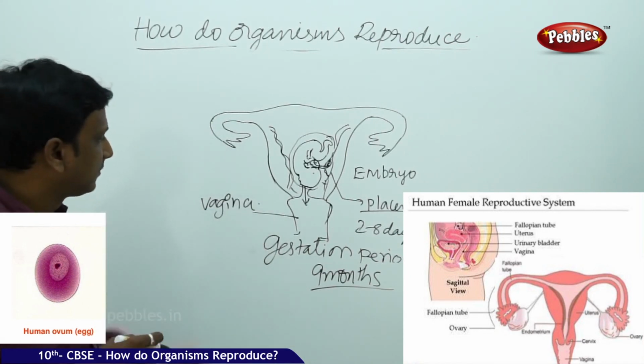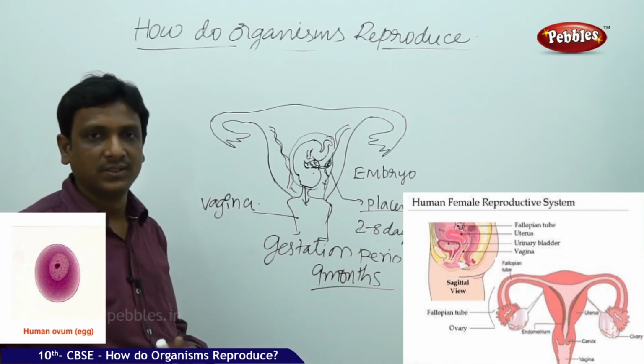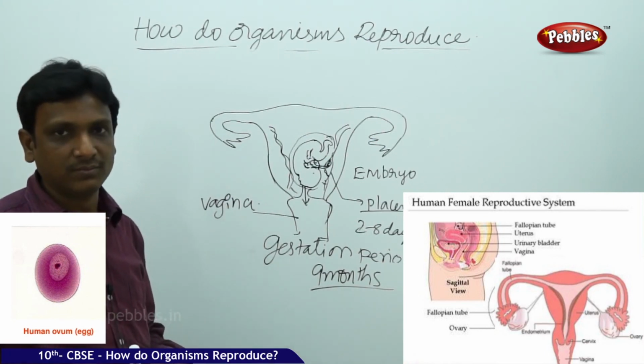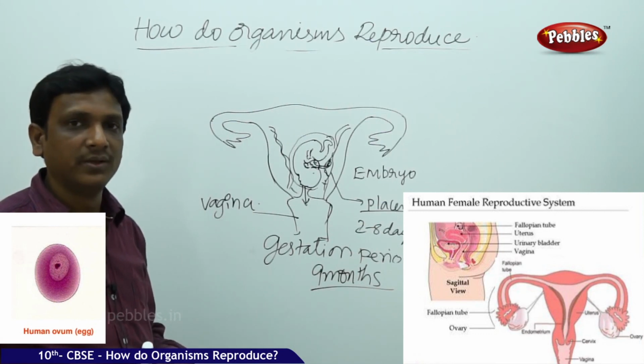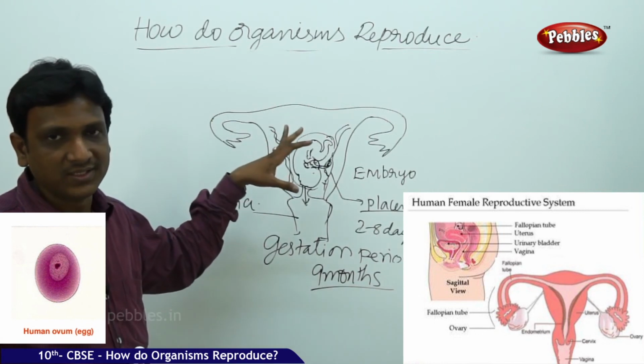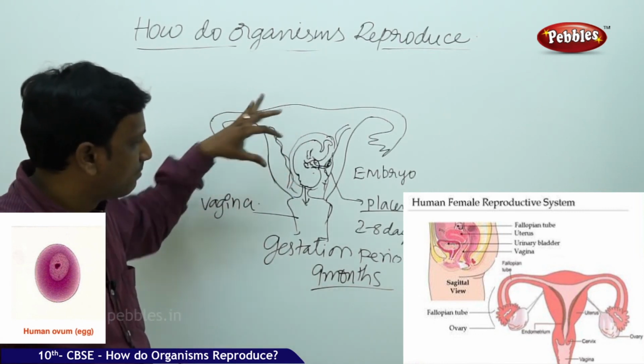So this is totally controlled by the hormones. There are two female hormones, estrogen and progesterone. Progesterone plays a major role in providing all the necessary conditions and changes in the uterus for the growth of the baby inside.